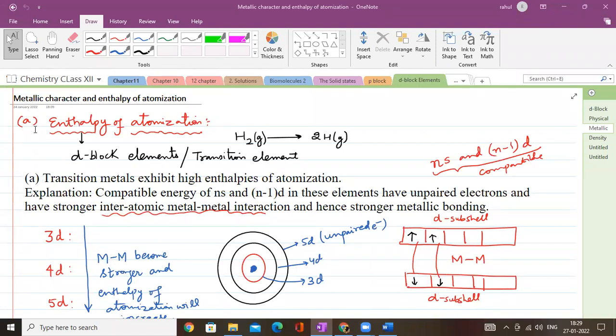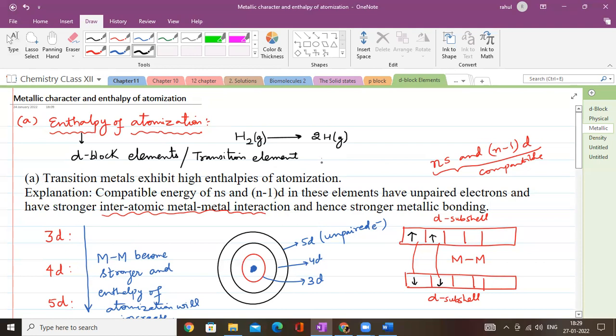Beta, my next property is, of course, the most important topic, that's called enthalpy of atomization. And on the basis of that, of course, I'll be discussing the metallic character also. See, the point right now is what enthalpy of atomization is. See, when we are trying to convert a molecule into corresponding atoms, that's basically called enthalpy of atomization.